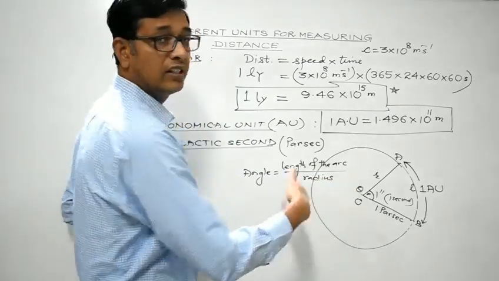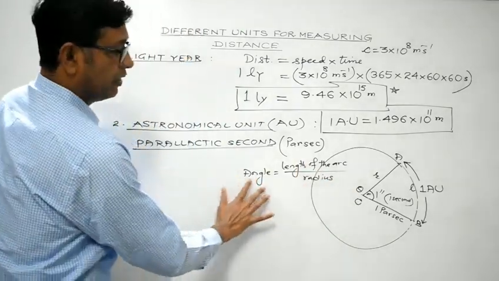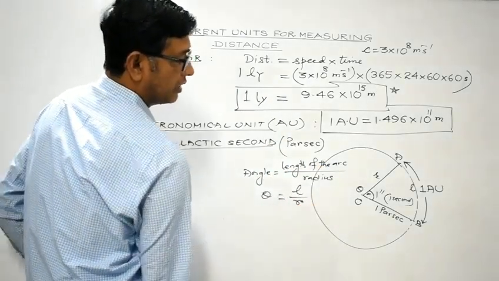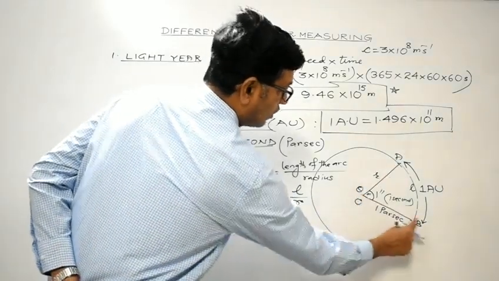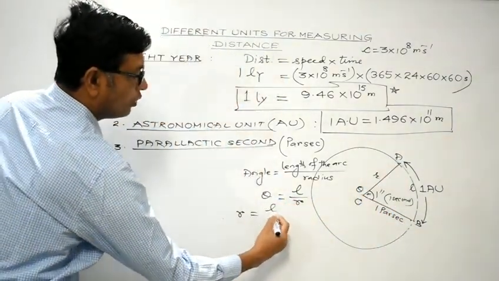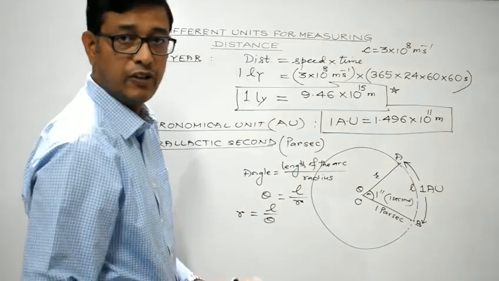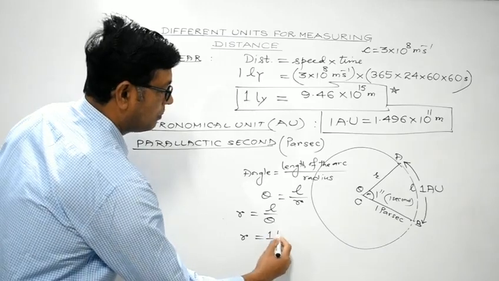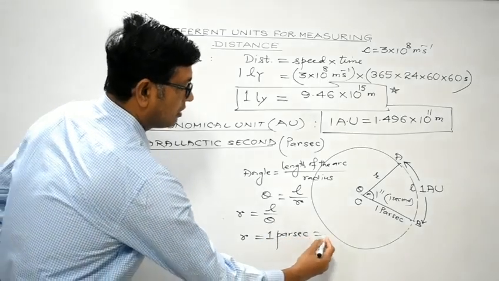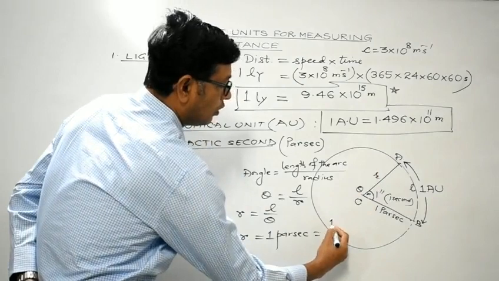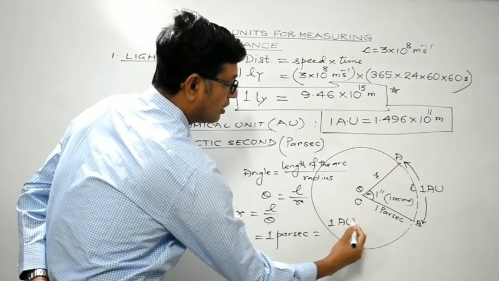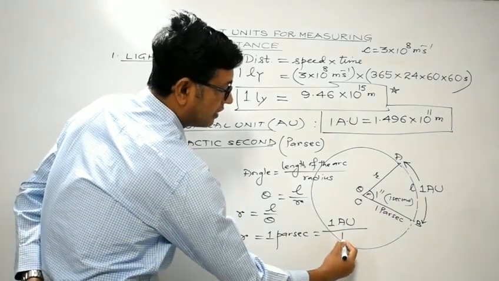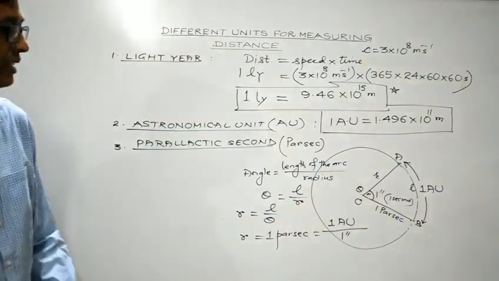Now let's evaluate its value in meters. We are aware of this particular formula: angle theta is equal to length of the arc divided by radius. We need to find this r, radius, which is 1 parsec. So r would be equal to L by theta. Now, r, it is 1 parsec. It is equal to length of the arc, that is 1 astronomical unit, divided by this angle theta, which is 1 second.